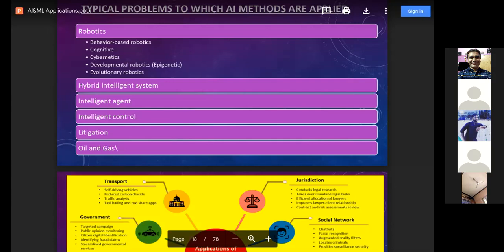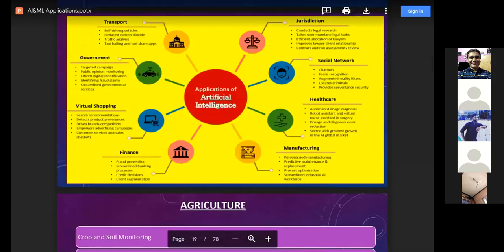And similarly for oil and gas. Oil and gas companies spend a colossal amount of money, right? It spends a colossal amount of money.